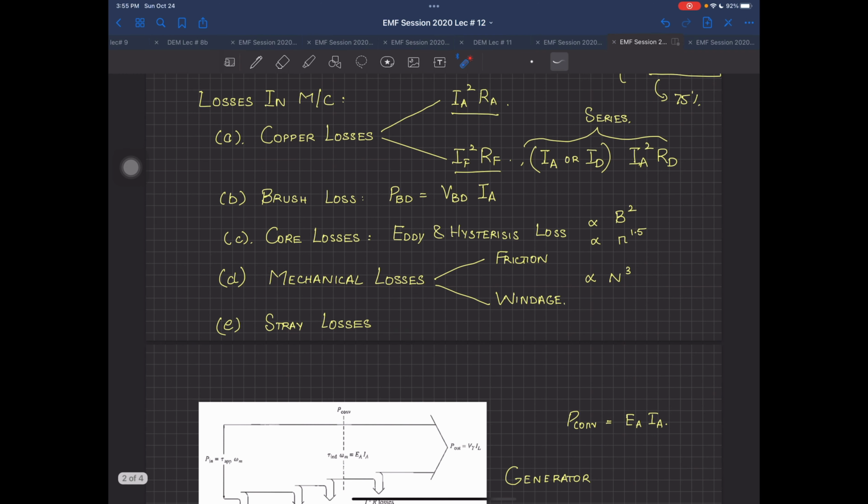Then coming to the mechanical losses. Yes, friction is happening for the carbon brushes and the commutator segment, but here this friction loss is not catering for the carbon brushes.